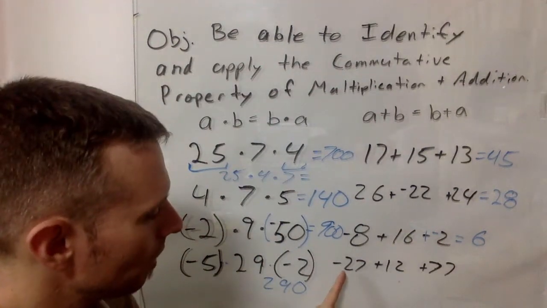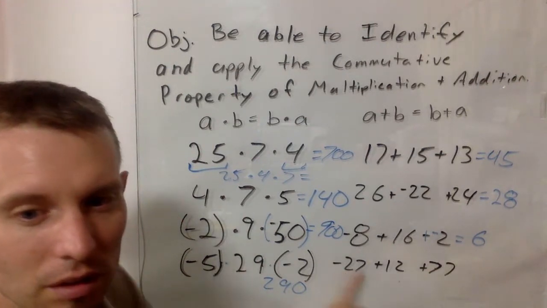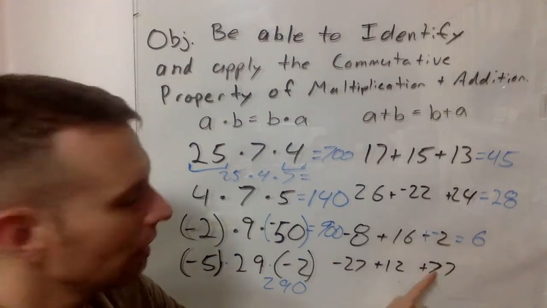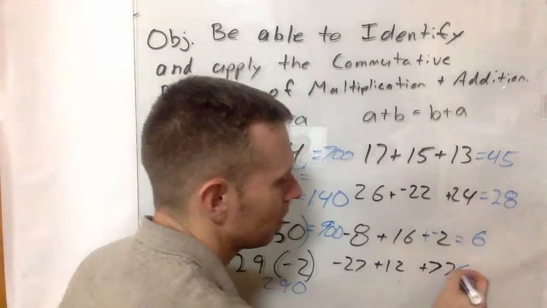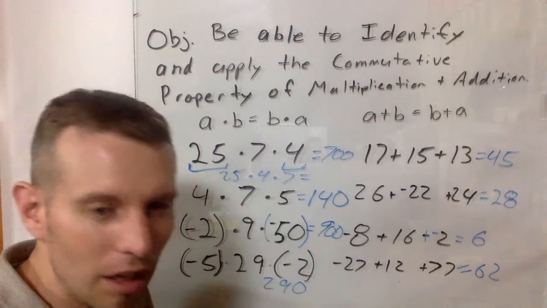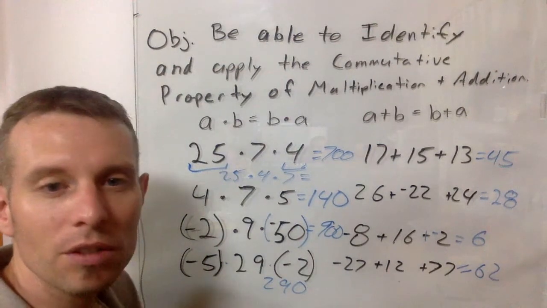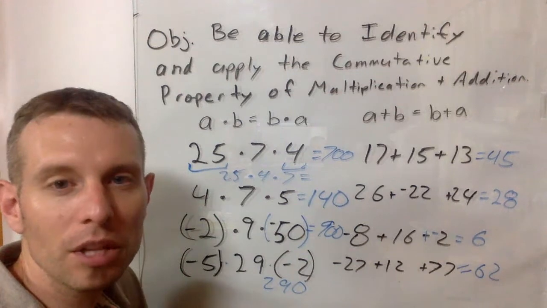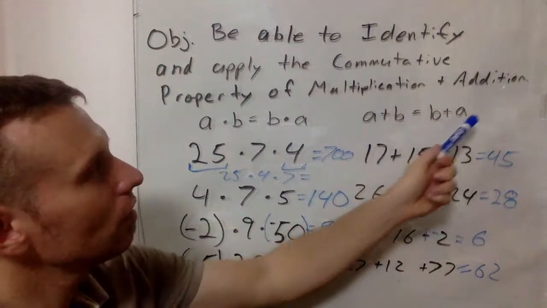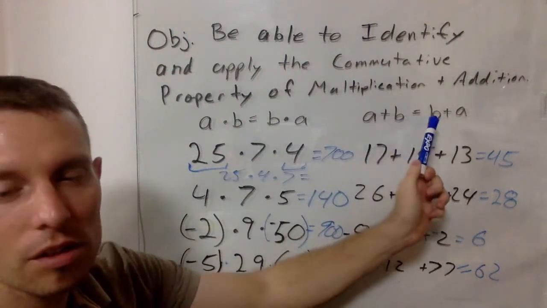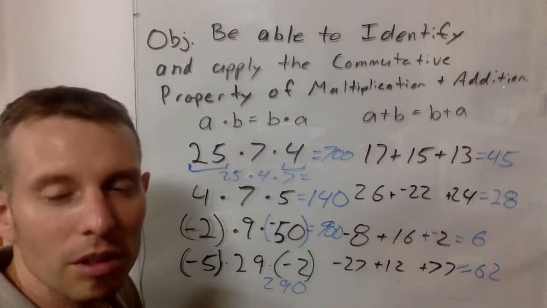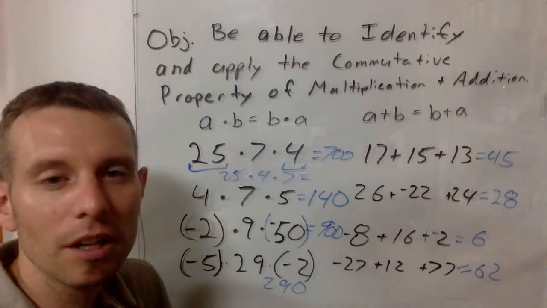And last but not least, negative 27 plus 77, again, gives us 50, and 50 plus 12 gives us 62. So, hope that's helpful, and hopefully now you know how to do the commutative property of multiplication and addition. And I bet that if you were to put this all together in maybe one sentence or so, that might be a good summary. Or if you have a better one than that, you can come up with that as well. See you next time.